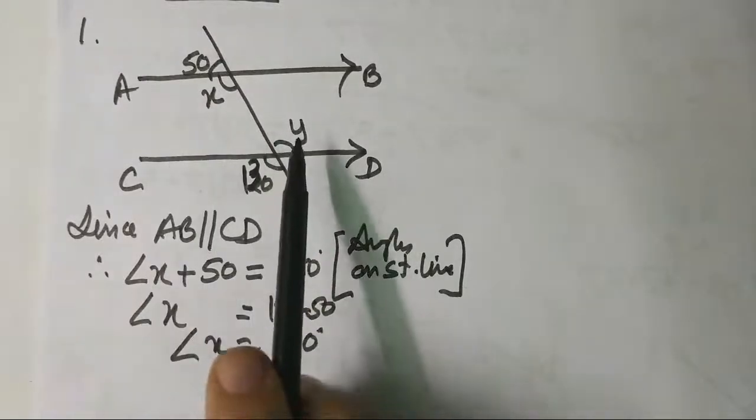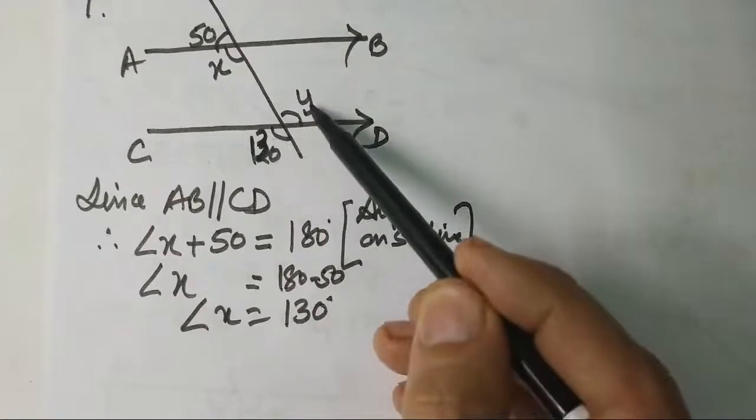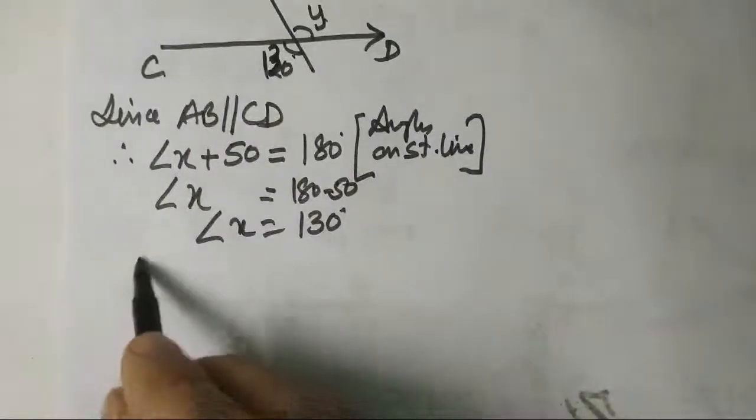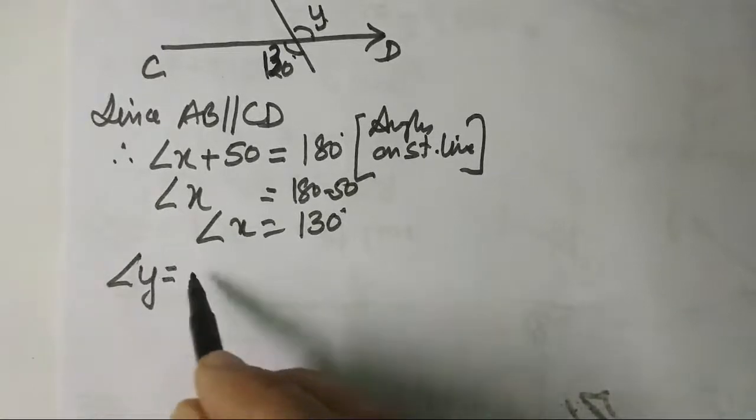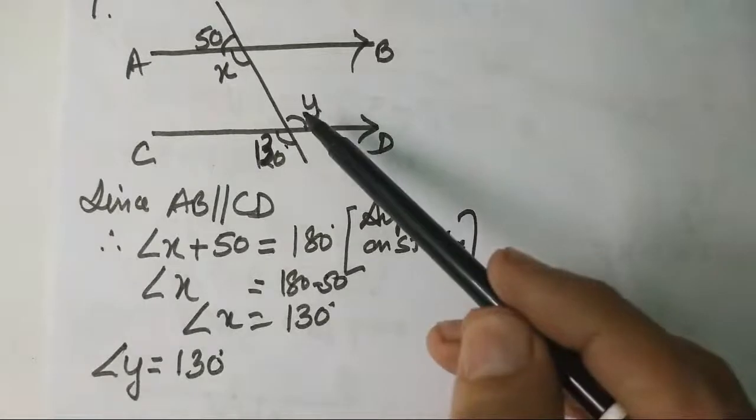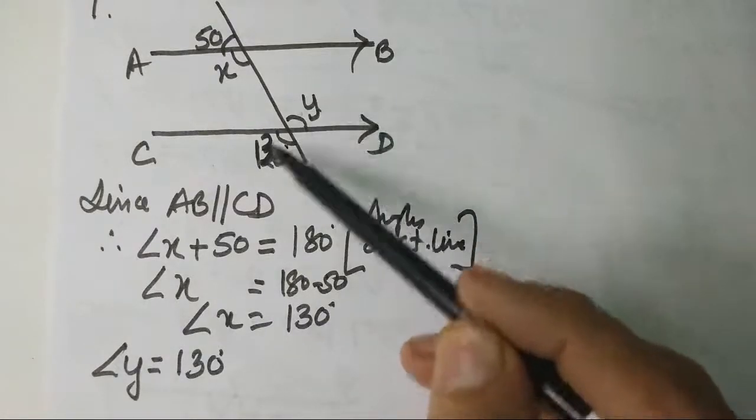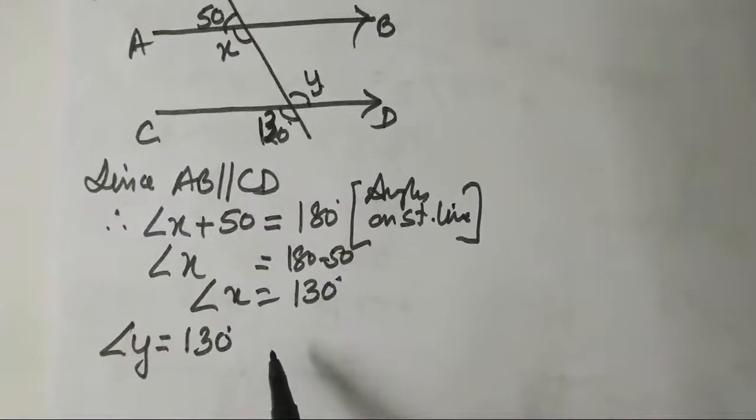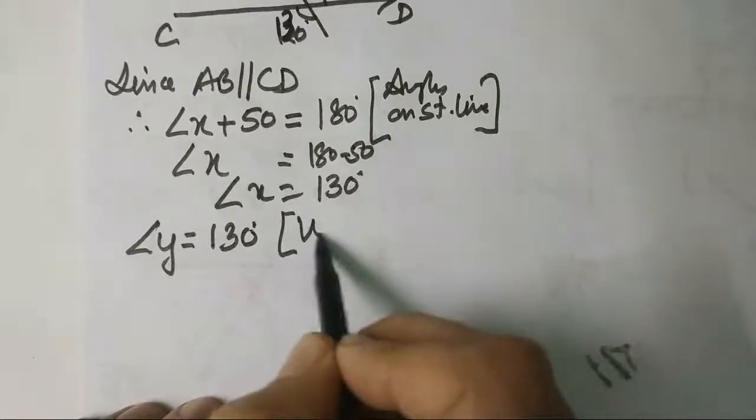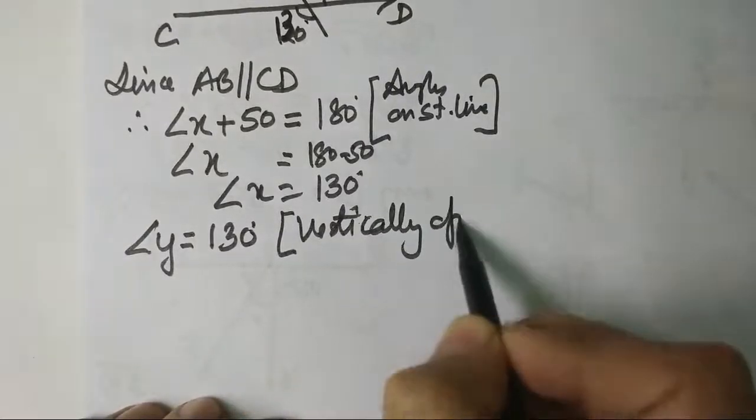Now we have to find angle y. Since this angle is 130, angle y and 130 will be same. It means angle y is also 130 degree. Why is angle y 130? Because it is vertically opposite angle. So I will give reason that the angle is equal because they are vertically opposite angles.